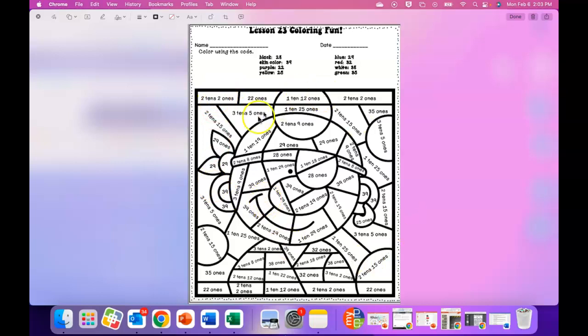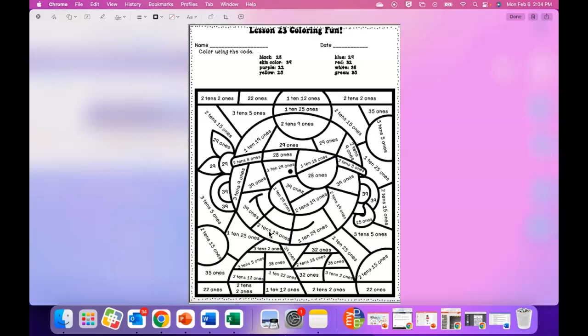So you're going to look through this whole picture and you're going to color each of the different shapes the colors that are up here. So 28 is going to be black, 39 is going to be skin color, 22 is going to be purple, 25 yellow, 29 blue, that looks like 32 red, 38 white, and 35 green. Okay, so you're going to look here and you're going to color, and at the end you'll have a cool looking picture. I also have an example of an answer sheet for you.